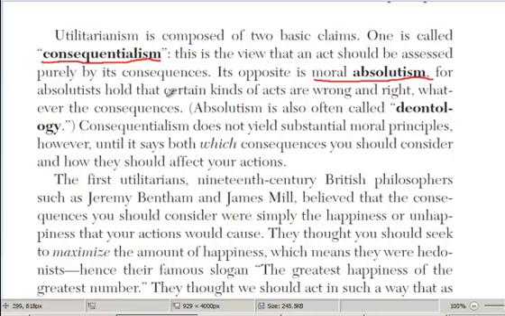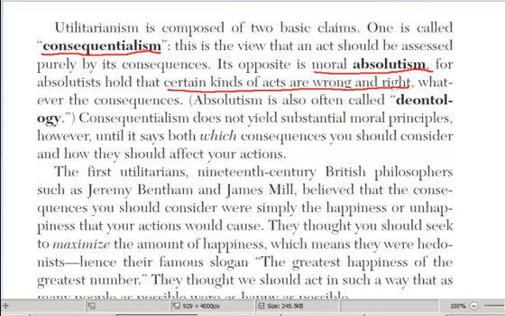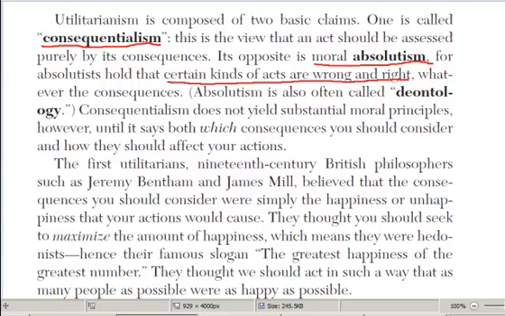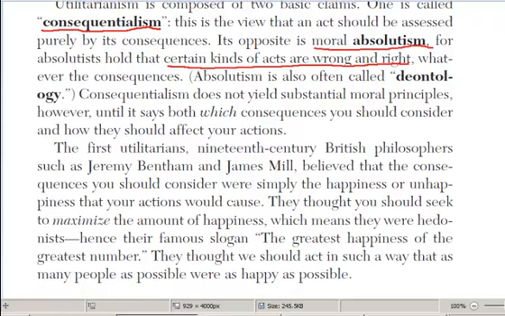So according to any absolutist theory, and Kant's theory is an absolutist theory, certain actions are just in and of themselves right or wrong. They're always going to be right or wrong. For a consequentialist, for a utilitarian, the same type of action can sometimes be morally acceptable, and sometimes morally unacceptable. It just depends what the specific consequences in that situation are.